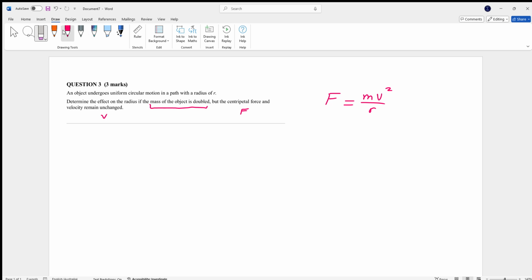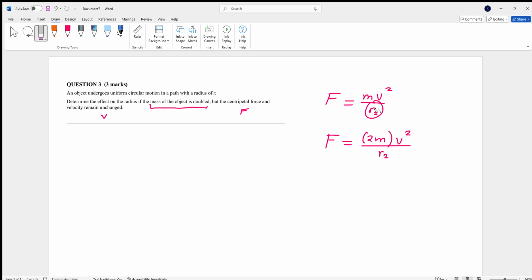Now, in another situation, it gives you the same force. However, we have doubled, quote unquote, the mass, so there's two lots of the mass there. The velocity has remained the same as well, so we can keep it like that. Here we don't know what the radius is, but we have to label it as different to this one because it may be a bit different. So we'll call that R1 and we'll call that R2.